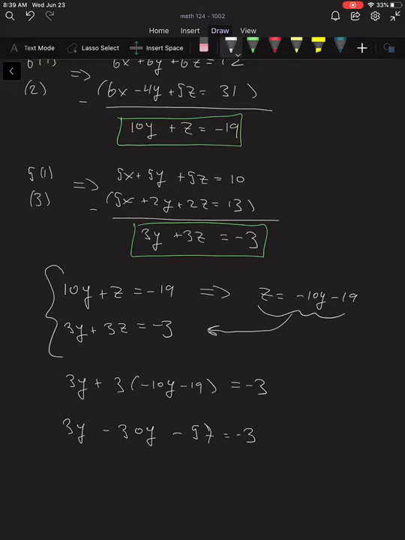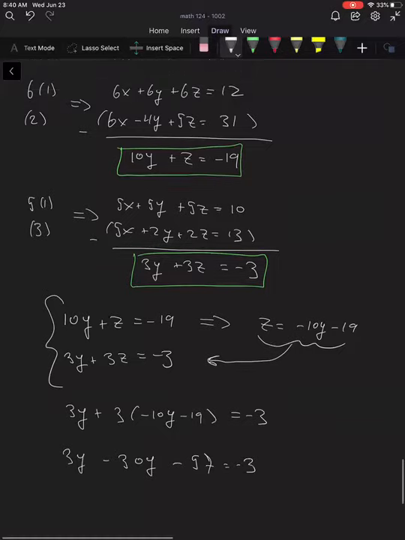So this doesn't seem right. I think we made a mistake. I need a calculator real quick. Sorry, I'm pretty sure I made a little error somewhere in here. Let's try to find it.